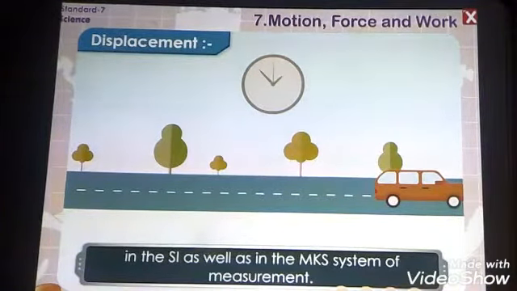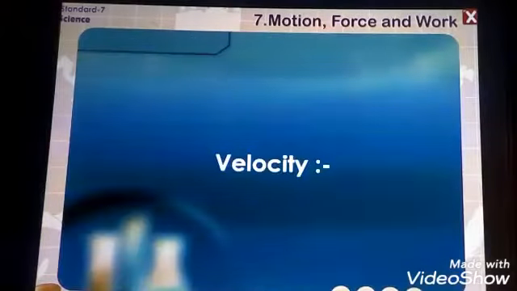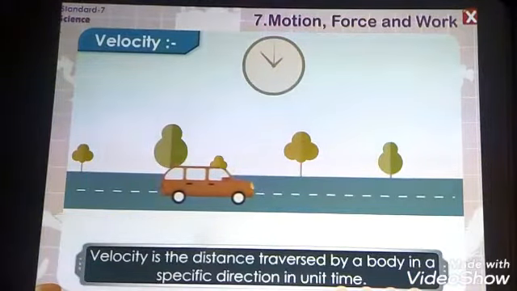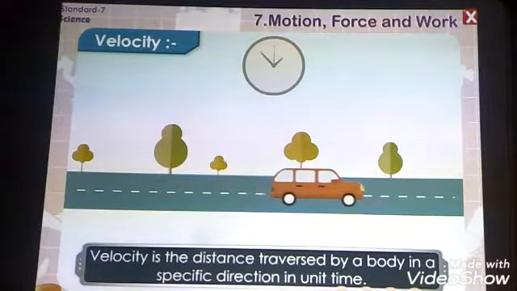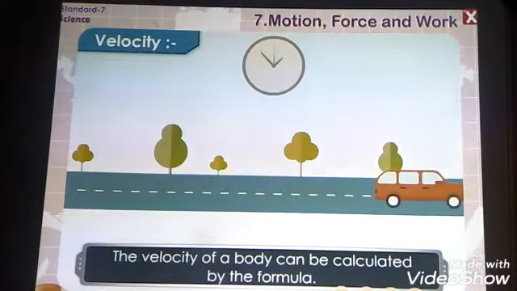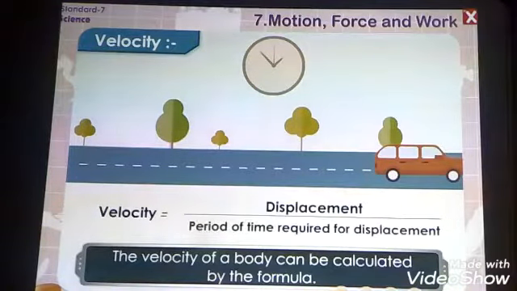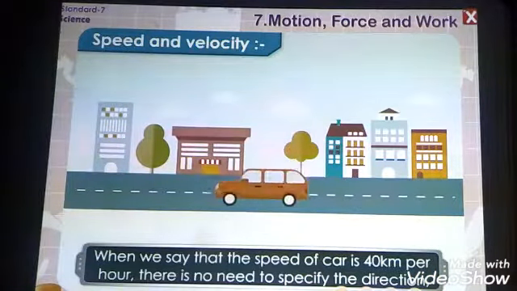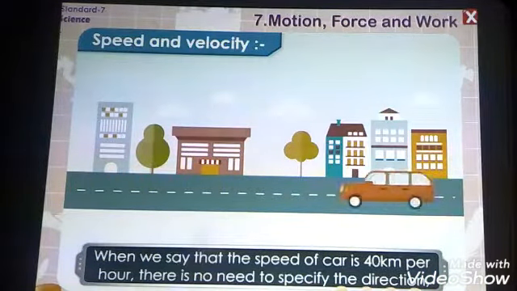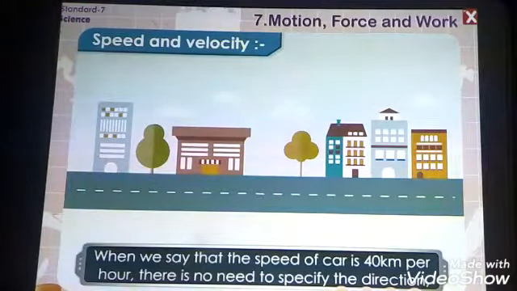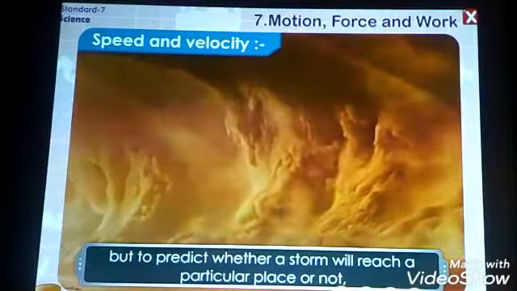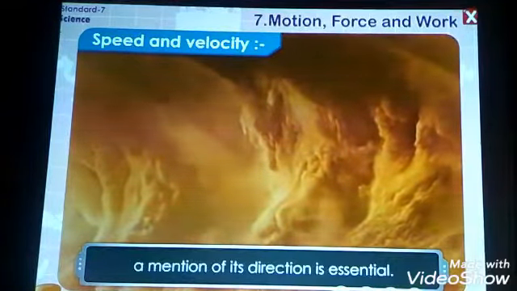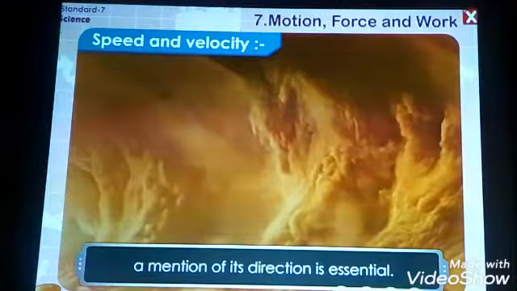In the SI as well as in the MKS system of measurement, velocity is the distance transferred by a body in a specific direction in unit time. The velocity of a body can be calculated by the formula: velocity is equal to displacement upon period of time required for the displacement. Speed and velocity. When we see that the speed of a car is 40 km per hour, there is no need to specify the direction. But to predict whether a storm will reach a particular place or not, a mention of its direction is essential.